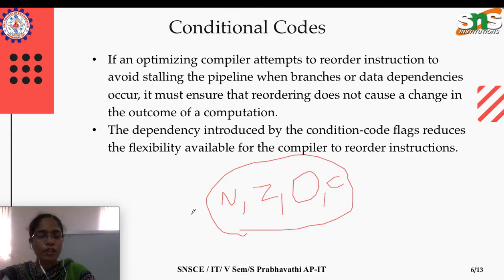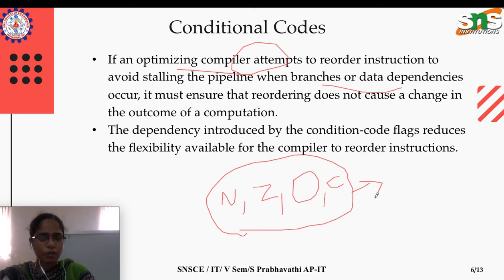So we need to reorder the instructions. A program is of many instructions, is it not? So we must have a sophisticated compiler technique. If an optimizing compiler attempts to reorder the instructions to avoid pipelining stalls because of branching and data dependencies. Pipelining stall occurs when the instruction happens to be a branch instruction, or there is a data dependency due to this flag.